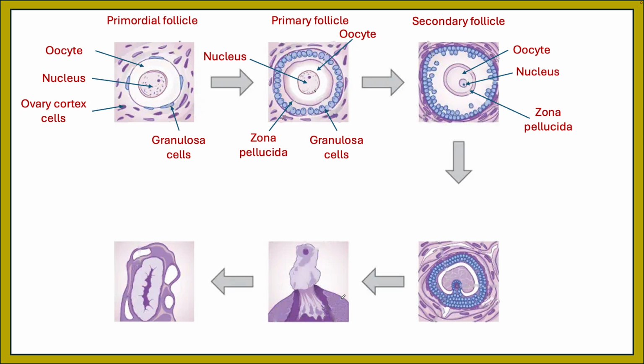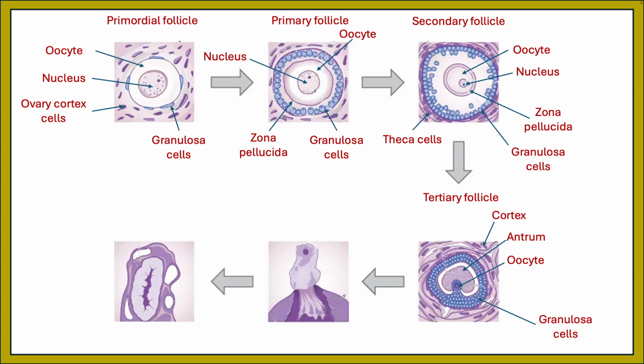The zona pellucida becomes more obvious, and you have some separation of the oocyte from the rest of the follicle. You also have theca cells that are helping to support this development. Tertiary follicle, so now the oocyte is really starting to be formed around an antrum. The cortex of the follicle is going to be surrounded. You still have the granulosa cells present and the theca cells that are supporting them.